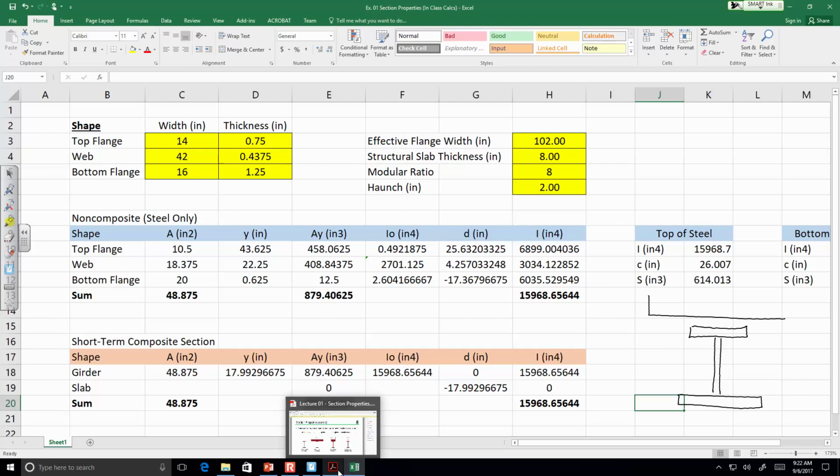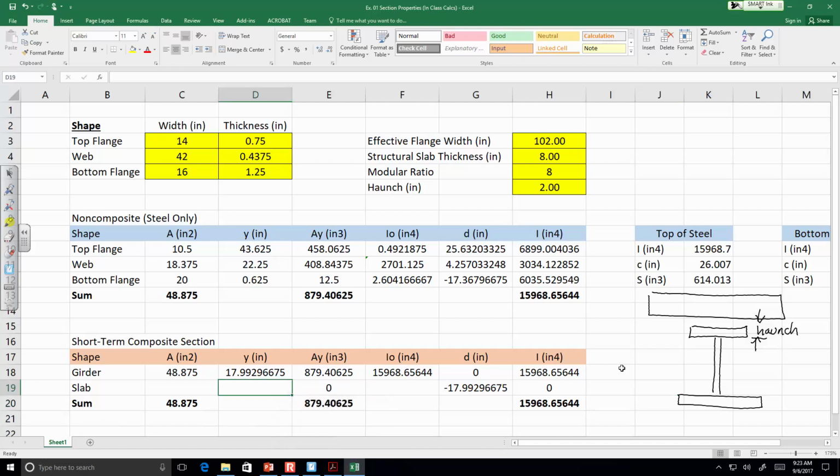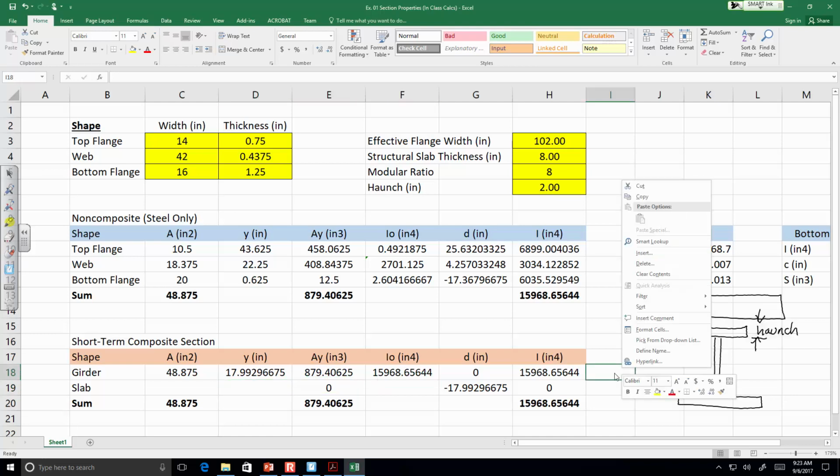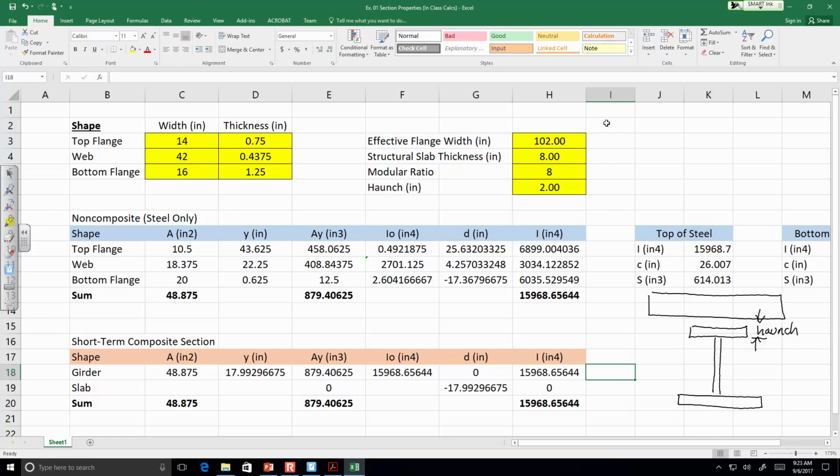And then our slab is somewhere elevated, right? Make sense? And this dimension here is the haunch. Okay? So the first thing I want to do is look at this y dimension. I propose that, remember, we're measuring this from the datum down here, right? But we need to go from the datum to that centroid on the concrete deck.